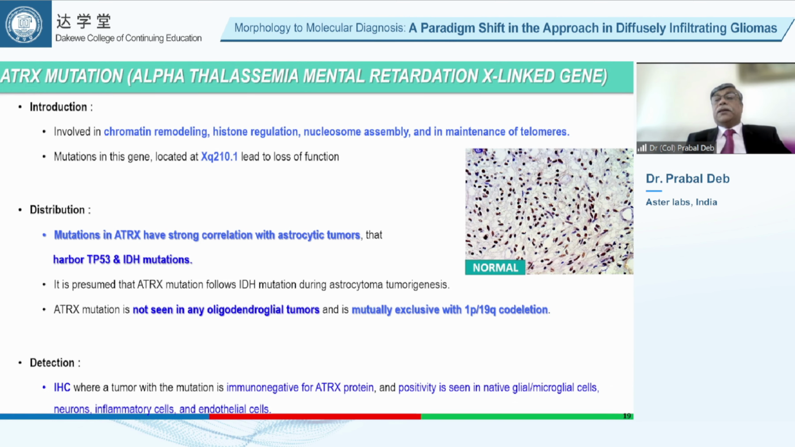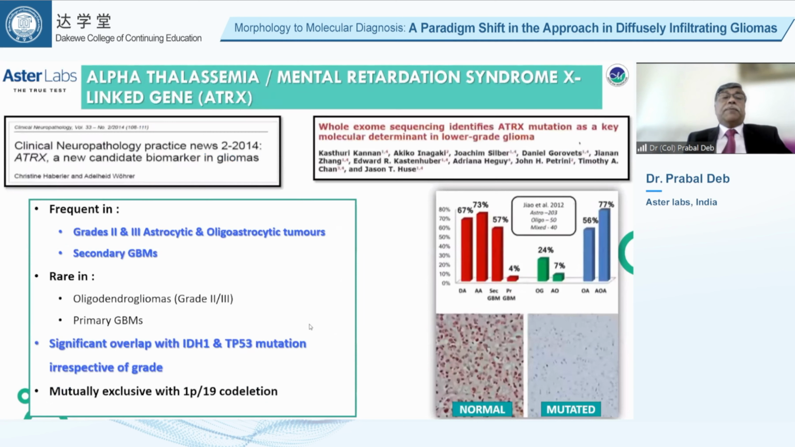And how do we detect it? The easiest way is immunohistochemistry, where we have internal markers in terms of endothelial cells or native glial and microglial cells which can be there. So ATRX is seen frequently in grades 2 and 3 astrocytic and oligoastrocytic tumors and secondary GBMs, and has significant overlap with IDH1 and TP53 mutations, which is very important.